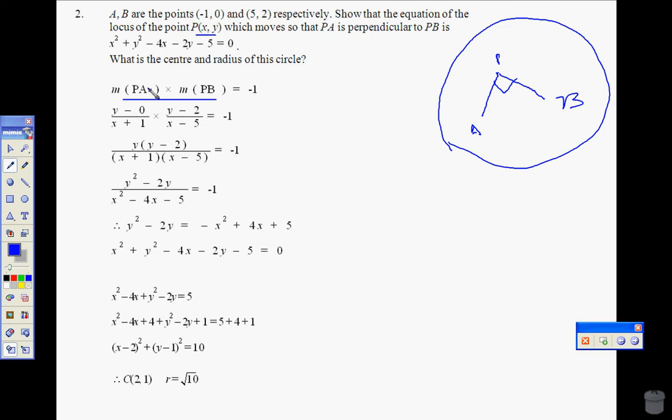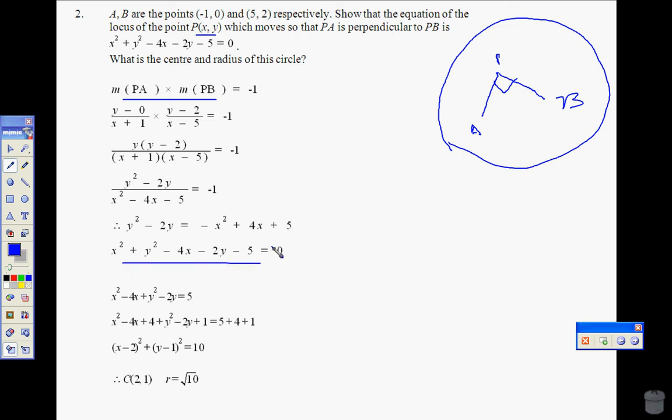So we've got our two gradients multiplying to give us minus 1, and there's our expressions there. Can't do much else except multiply them out. So y times (y minus 2), and (x plus 1) times (x minus 5) gives us the expansion. I've multiplied through by the x squared minus 4x plus 5, and that's why every term has a different sign from what it was in the numerator. Collect it all across one side, and we end up with this expression, which is what we wanted. So there's our equation.